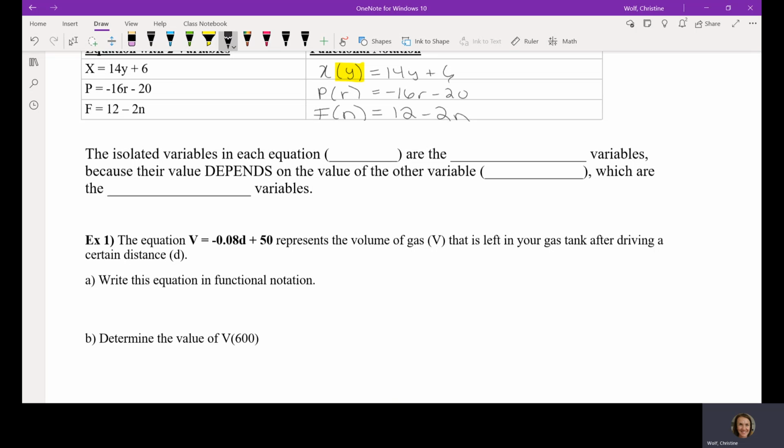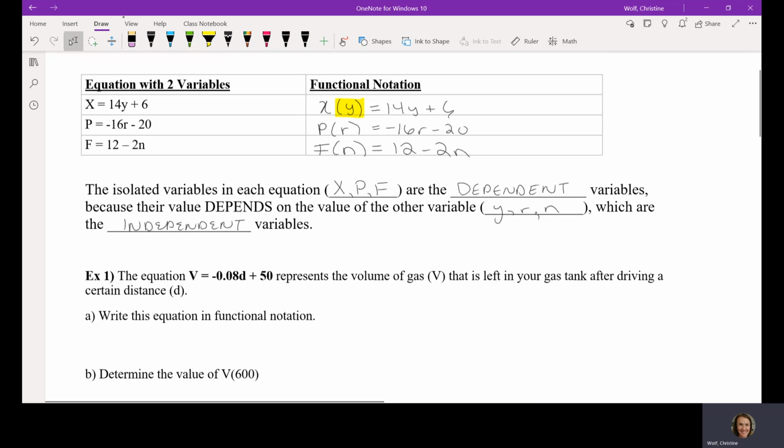Just a few notes here. The isolated variables in each equation, the ones all by themselves on the left, so x, p, and f, are the dependent variables. I'll explain that in a second. Their value depends on the value of the other variables, so the other variables, the y's, the r's, and the n's, are the independent variables. I'm going to explain what that means: dependent and independent.